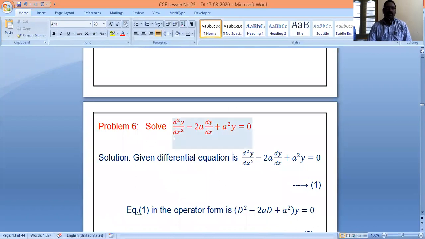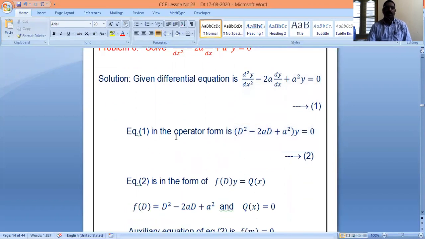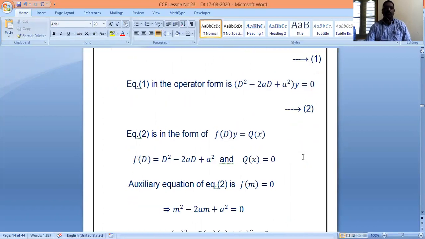Now, problem 6. Solve d square y by dx square minus 2a into dy by dx plus a square into y is equal to 0. Here the given differential equation is d square y by dx square minus 2a into dy by dx plus a square into y is equal to 0. Let this equation be 1. Equation 1 in the operator form is (D square minus 2aD plus a square) into y is equal to 0. Let this equation be 2.